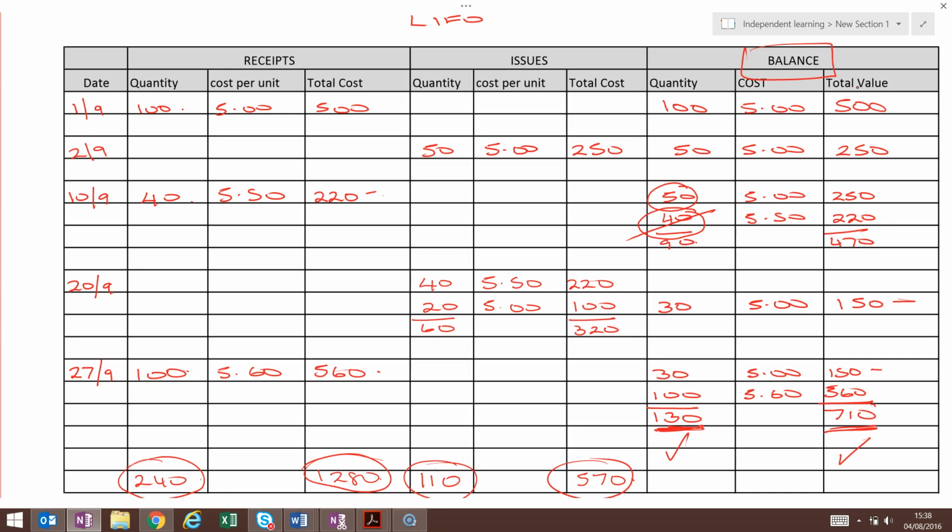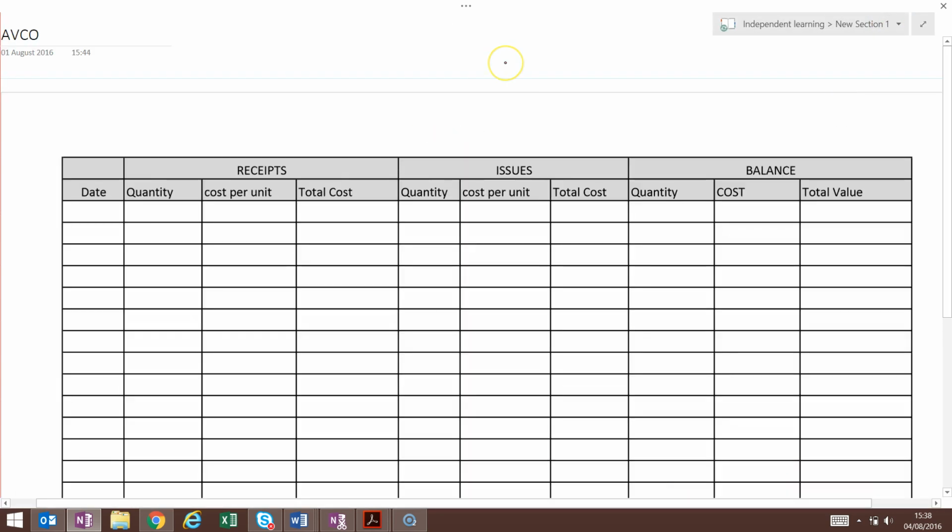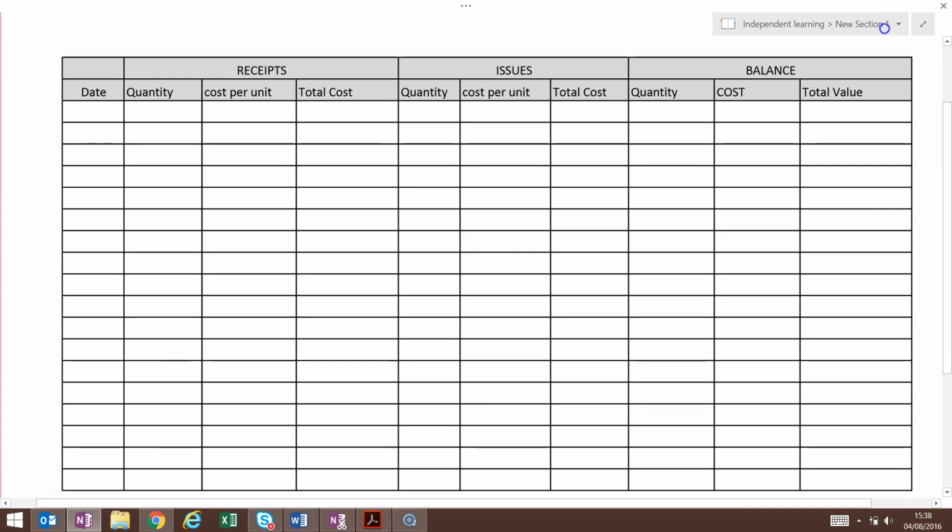One more method to go through, and that's the AVCO. So if I get another clean stock card, okay, and we can use this one for AVCO. So again, it's the same data from example 2.4. So starting off on the 1st of September, 100 received, £5, £500. Put that into our balance column, 100, £5, £500.